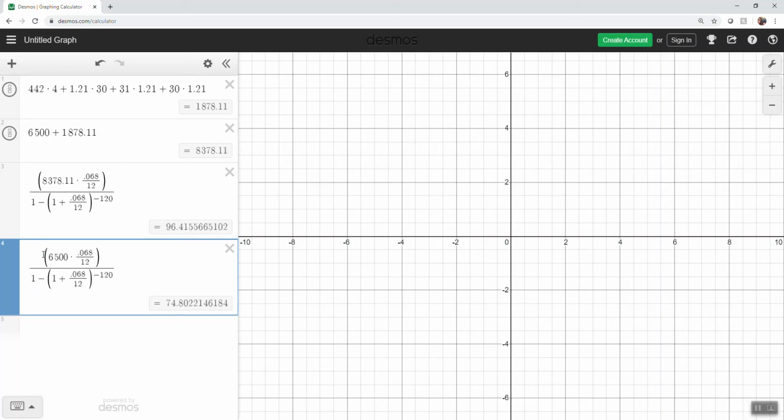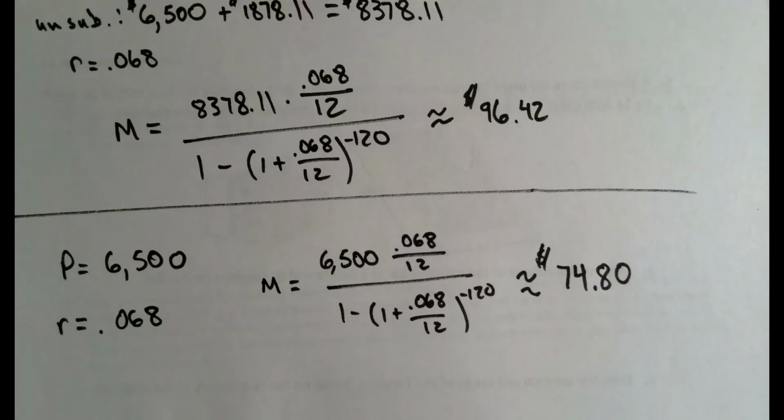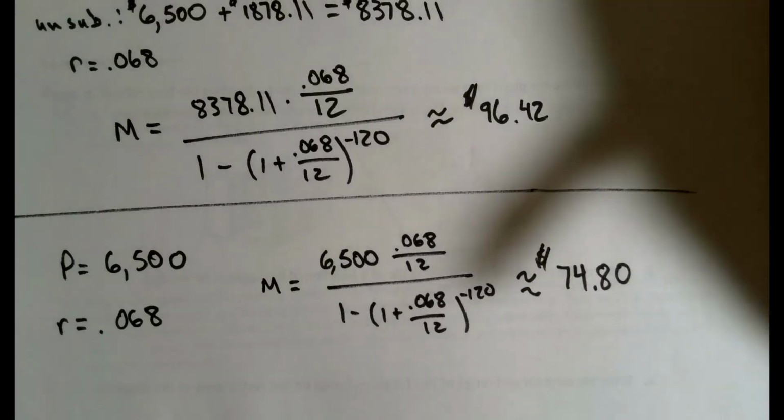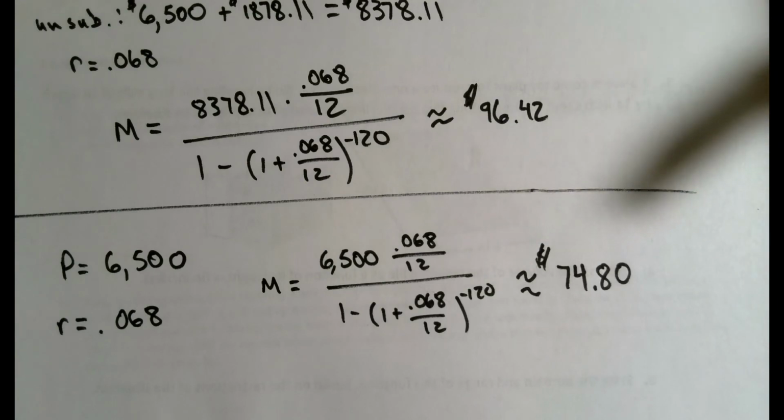That's $74.80. So that's a savings of about what, $18? Or excuse me, $22 a month we're saving by having the interest paid for us while we're in school. In other words, using the subsidized loan.